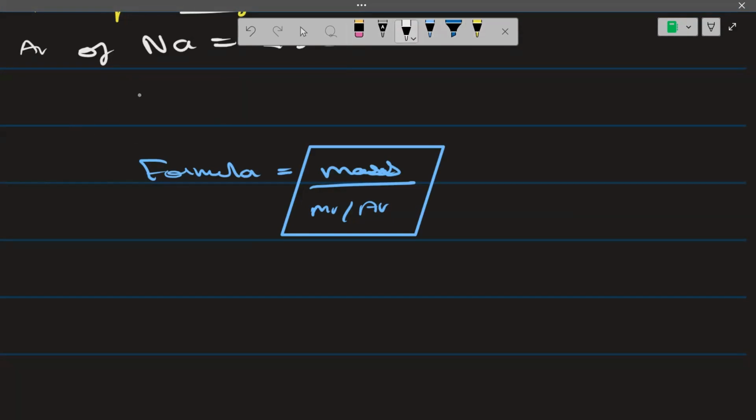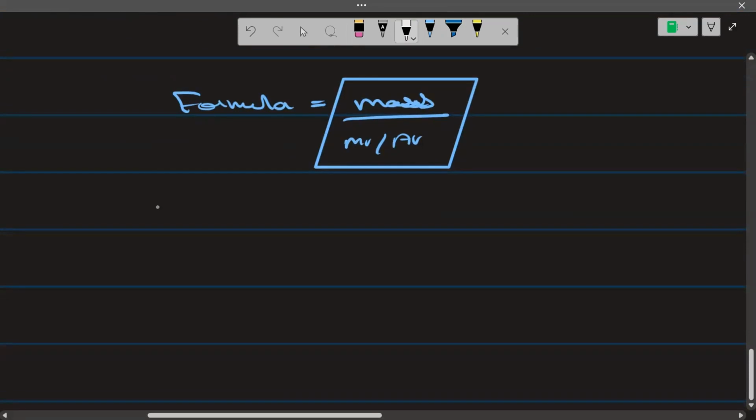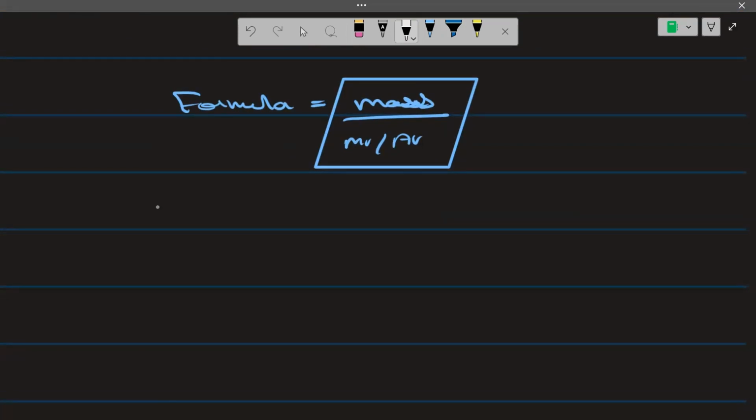So in the next class, inshallah, we will calculate how to calculate the number of moles, and how to calculate the mass of the mole. We will also calculate how to calculate the percentage composition of elements in a compound. These are some topics which we'll cover in the next class. So don't miss the next class.